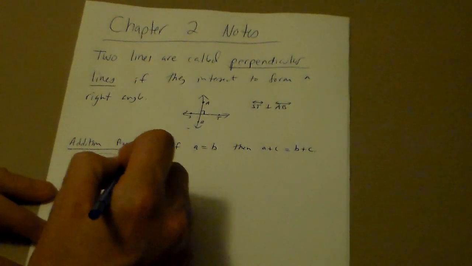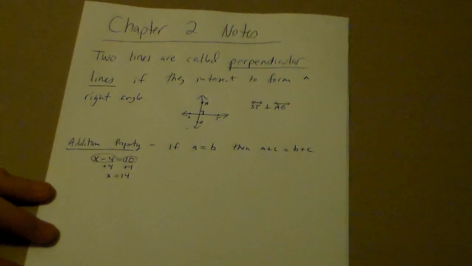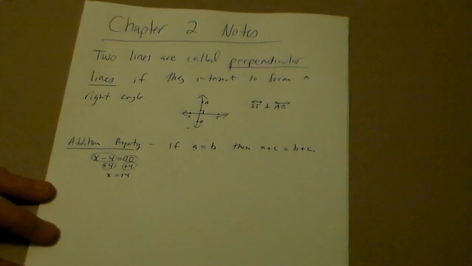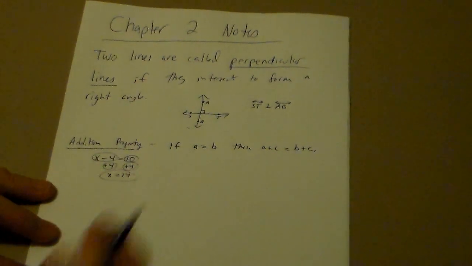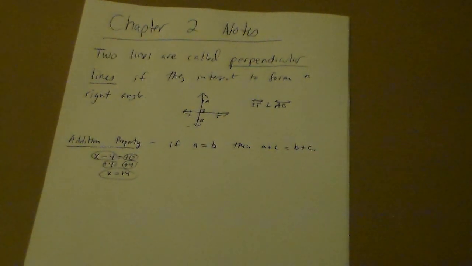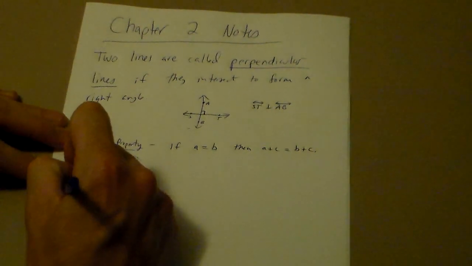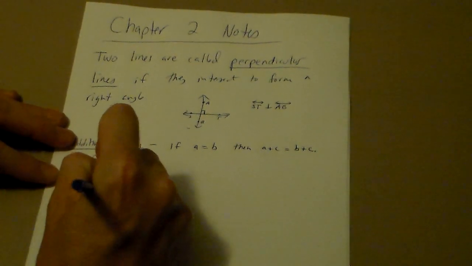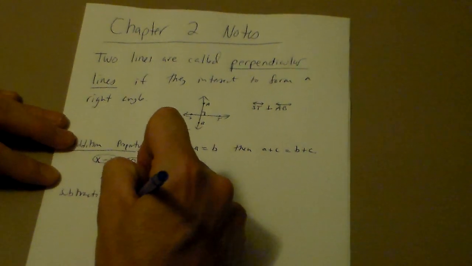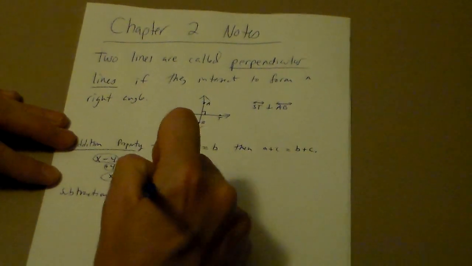You started with two things that were equal to each other. You added the same thing to both sides. What you got were two things that were equal to each other. So if you saw that and that made sense, you can imagine what's coming next. That's going to be the subtraction property.